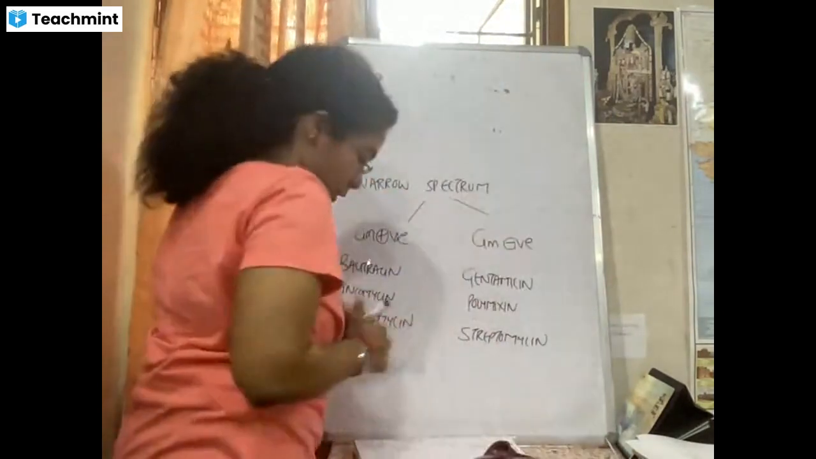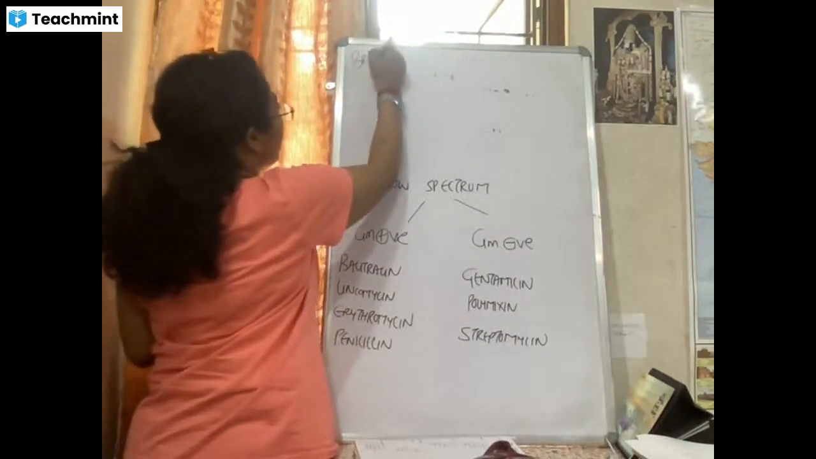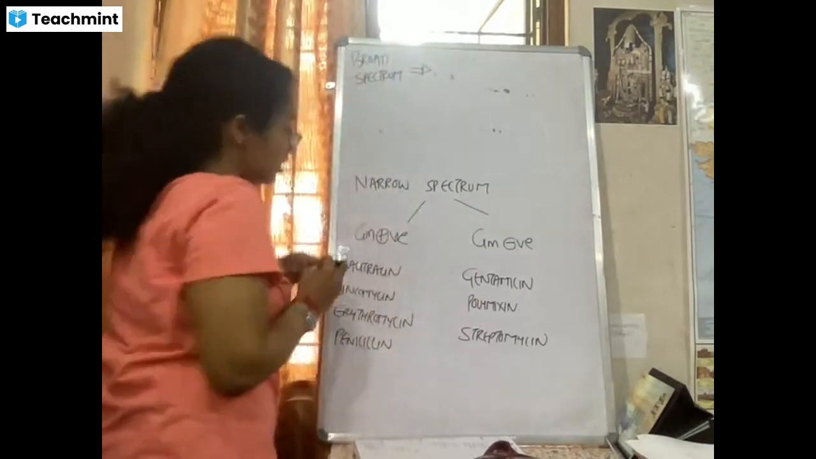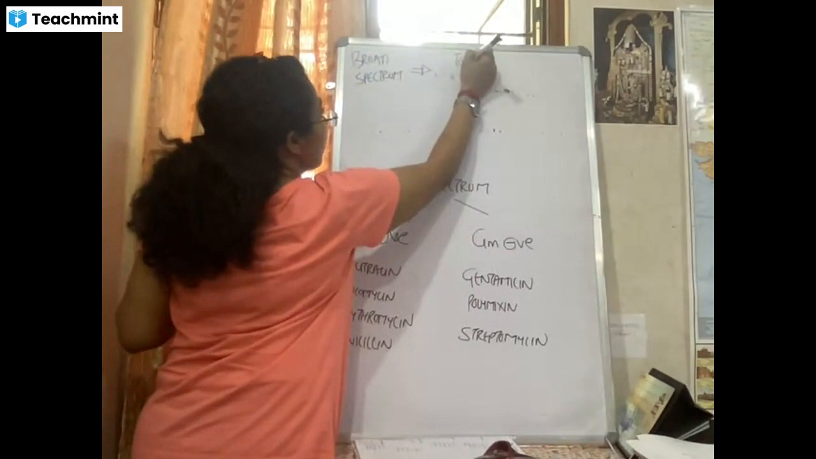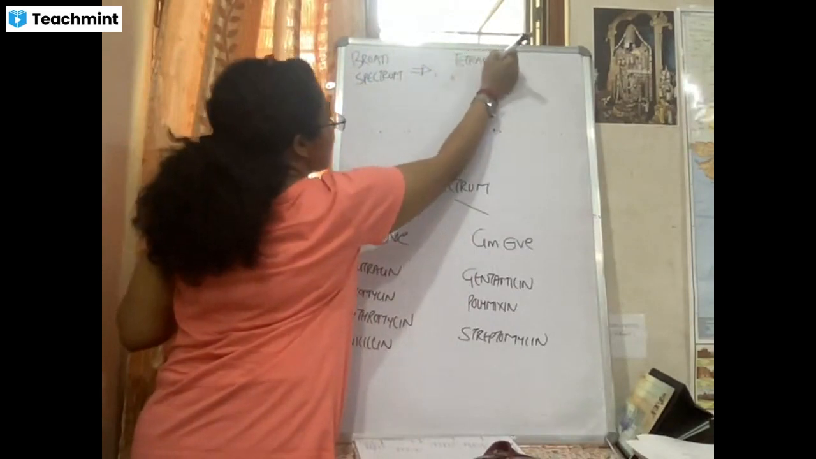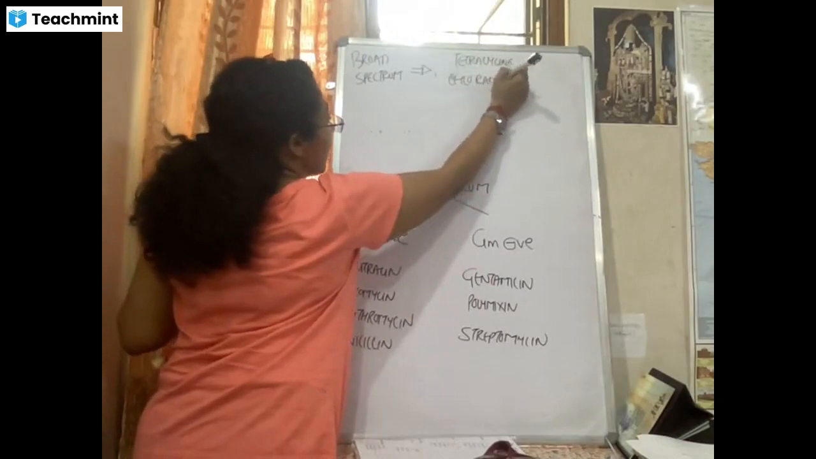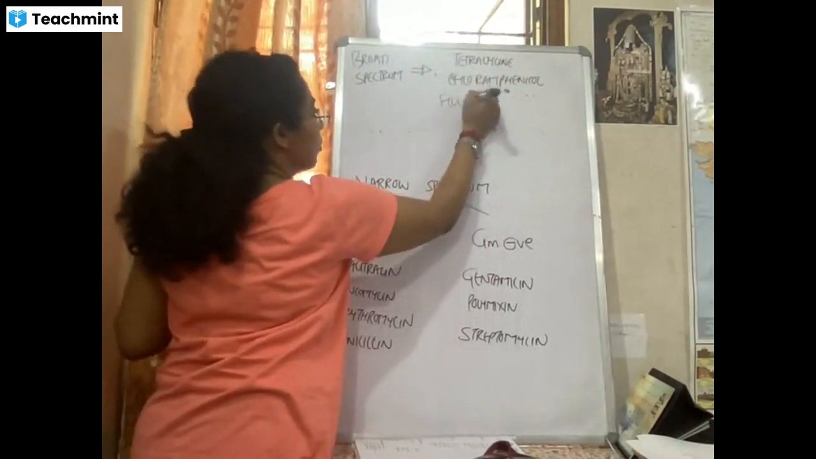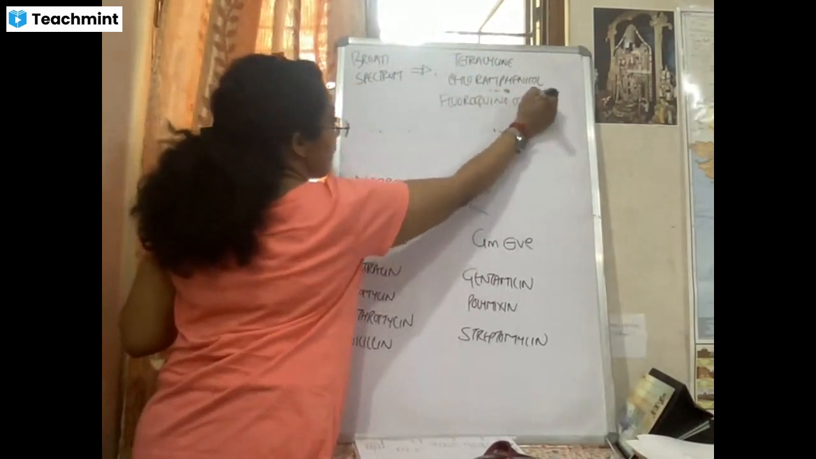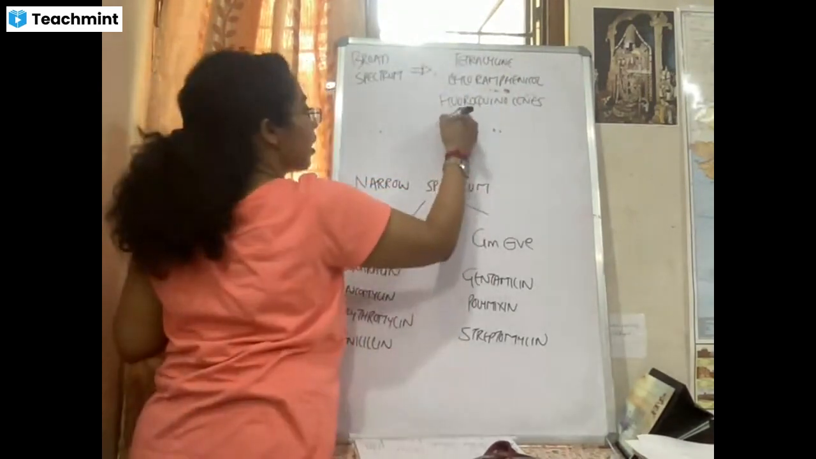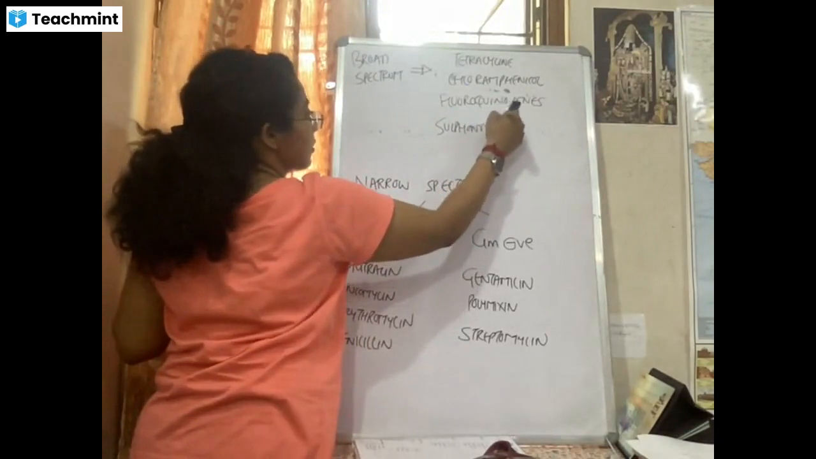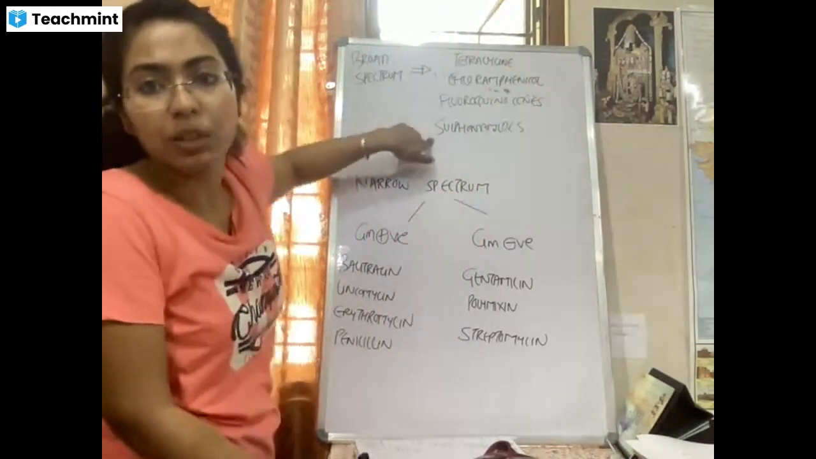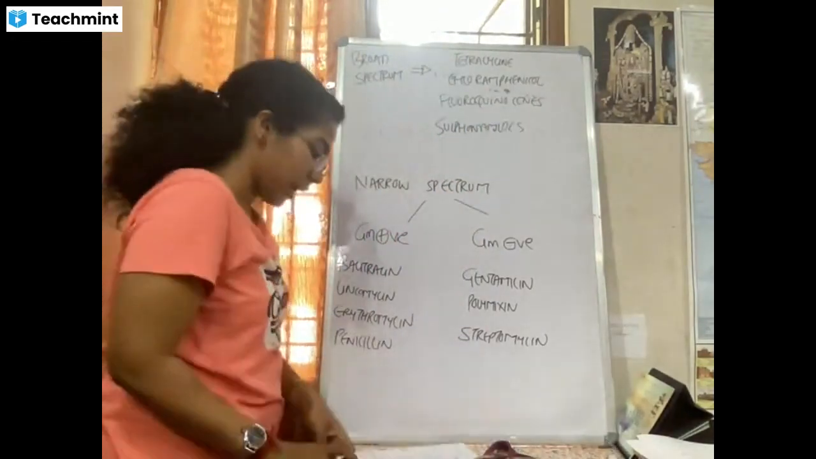Now, I am writing the broad spectrum ones above. The broad spectrum drugs are tetracycline, chloramphenicol, fluoroquinolones and sulfonamides. Tetracycline, chloramphenicol, fluoroquinolones and sulfonamides. These are included as the broad spectrum antibiotic or antimicrobial agents.